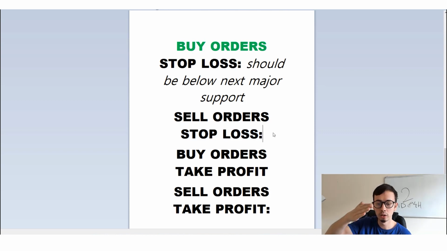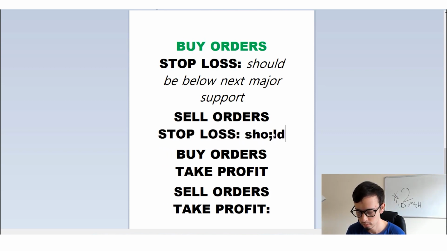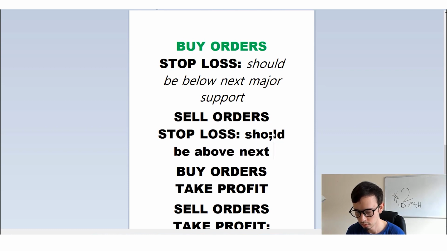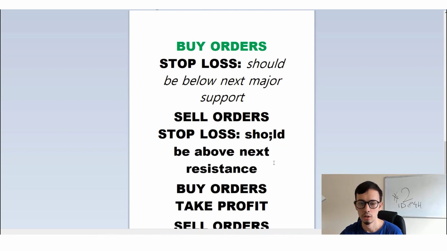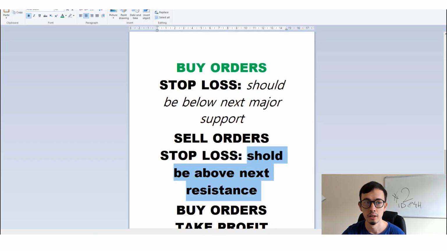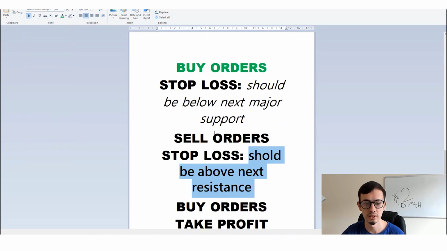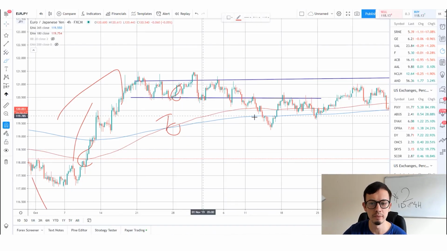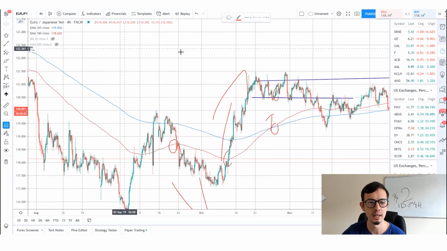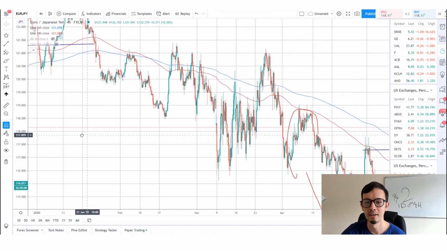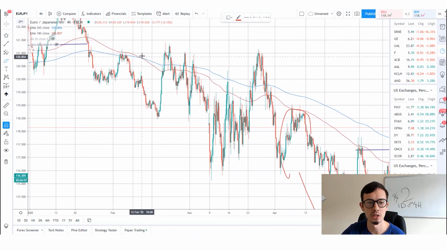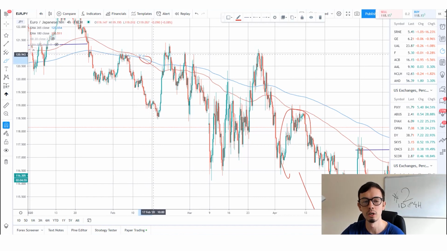So for the sale orders, your stop loss should be where? For the sale orders, your stop loss should be a little bit above the next resistance. Let me make this nice and clear, okay? So for example, if I was going to place a sale trade, where? Here, based on the strategy, a sale trade here, so the trend goes down.